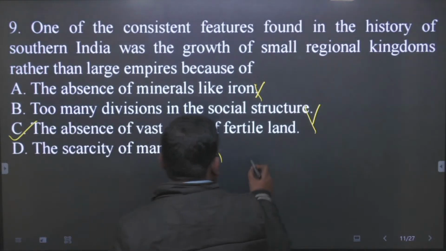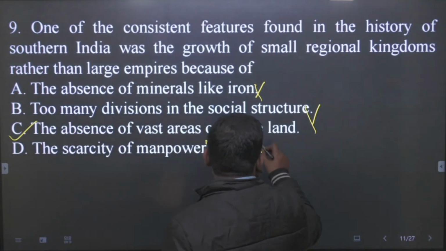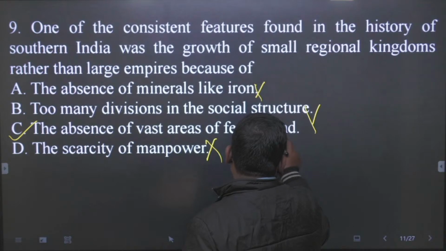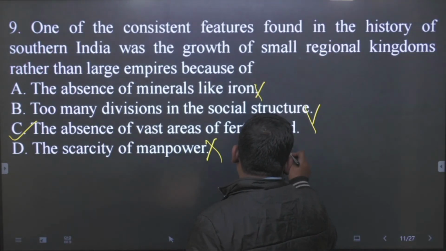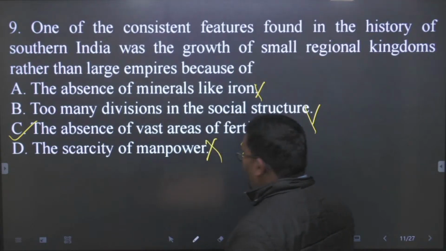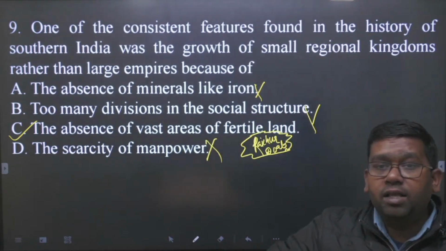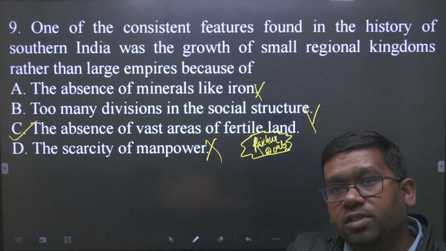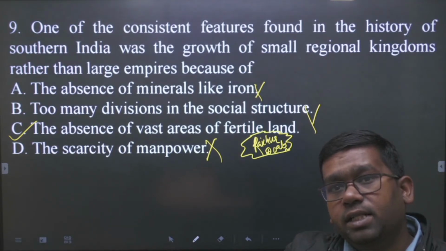People always fought for the Raichur region. Due to this fight, they could not give more attention to expansion toward North India. So we can say that the absence of vast areas of fertile land will be the answer to this question. Okay, so let us discuss another thing.